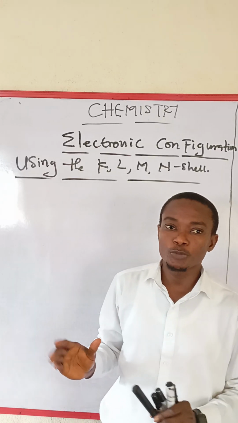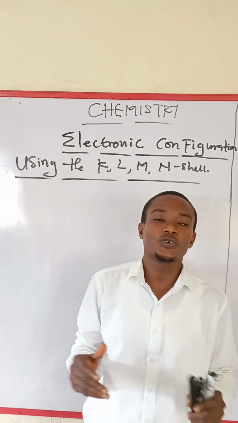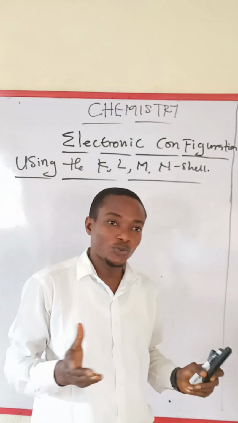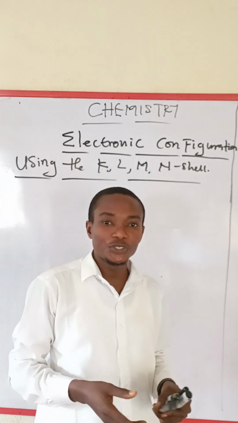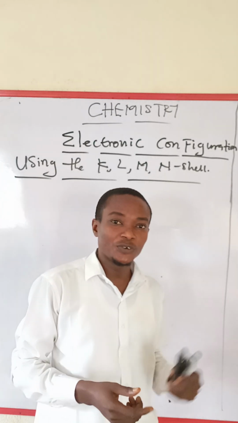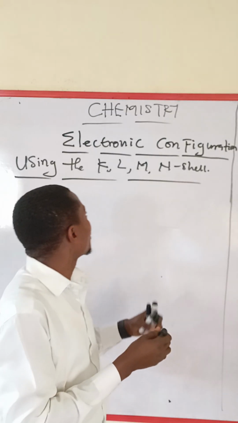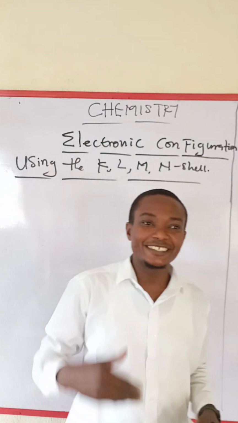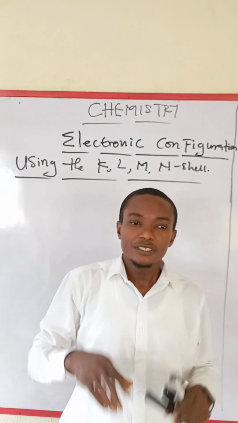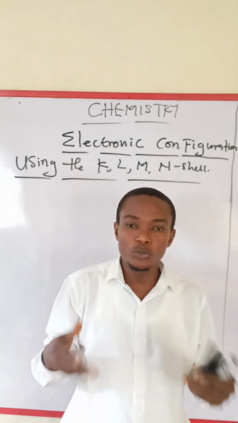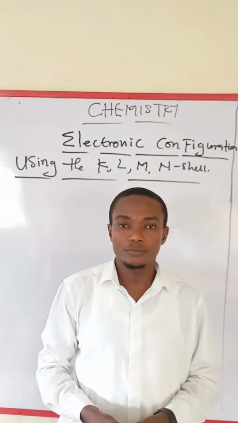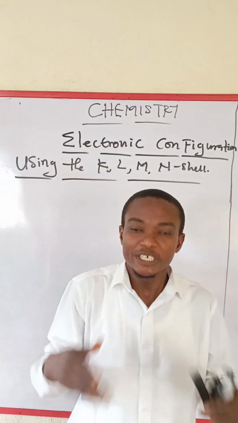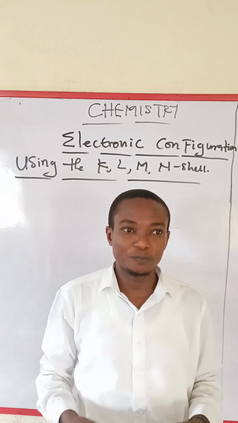Now for today's class, we'll be looking at the electronic configuration. The electronic configuration is of two categories. We have the orbital electronic configuration and we have the shell electronic configuration. But for today's lesson, we'll be looking at the shell configuration. Before we proceed, what is electronic configuration? This is just the arrangement of electrons within the shells of the atom. The arrangement of electrons within the shells of the atom is called electronic configuration.